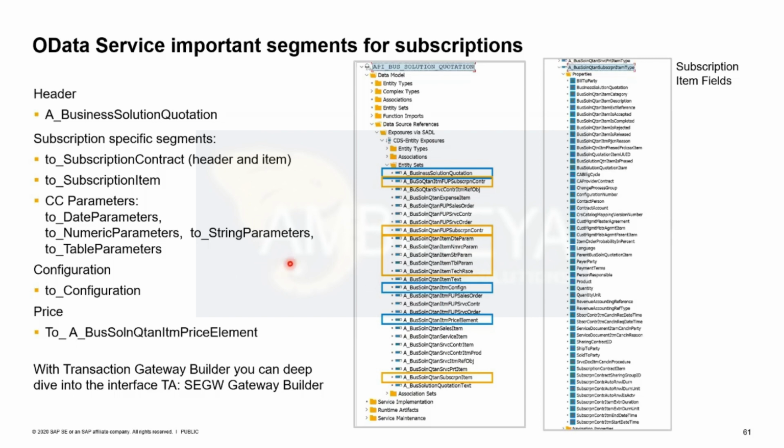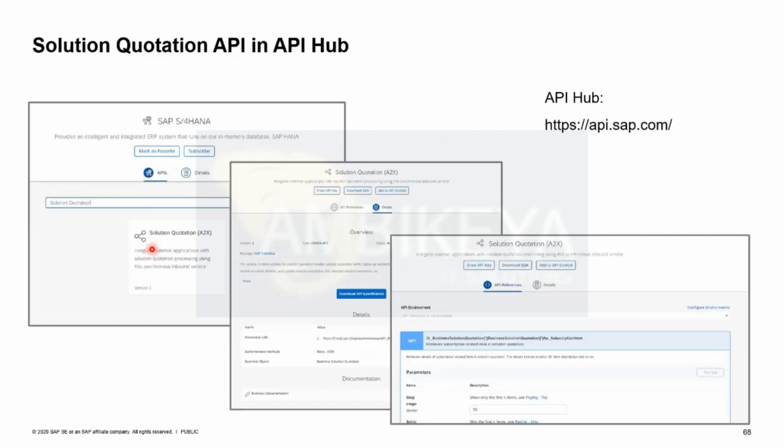So it shows what additional fields are part of this API, that it is now possible to maintain CC parameters and mapping tables. And this is a link to the API Hub documentation for the API.